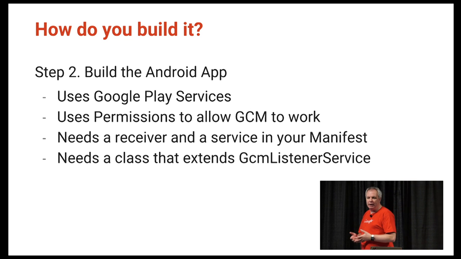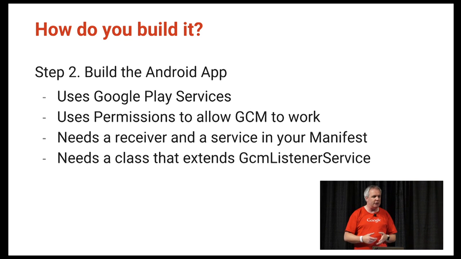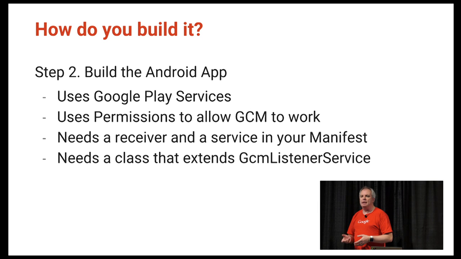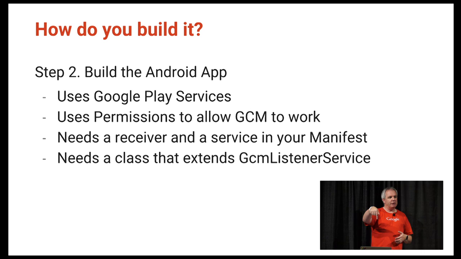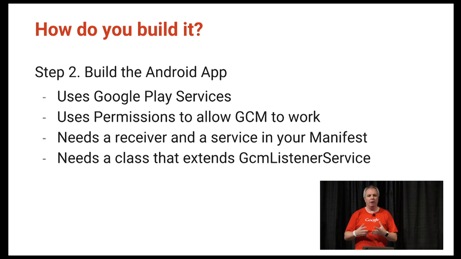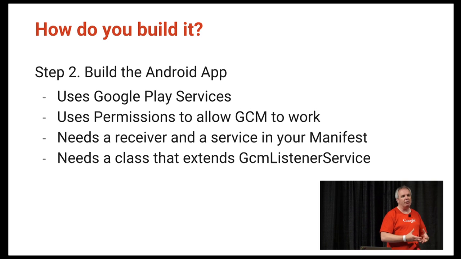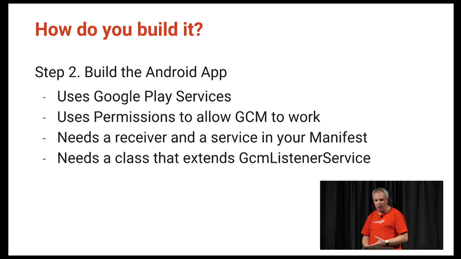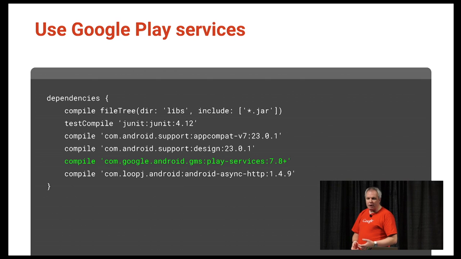And then finally, you're going to need a class. In order to receive messages in your app, you're going to need a class that extends the GCM listener service. So earlier on, I had that black box sending messages down to your application. If your application extends GCM listener service and your application is registered with Google Cloud Messaging, then that's the part of your application that will receive those messages and know what to do with them. So what does this code look like?